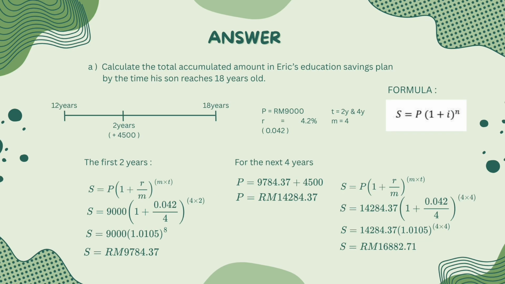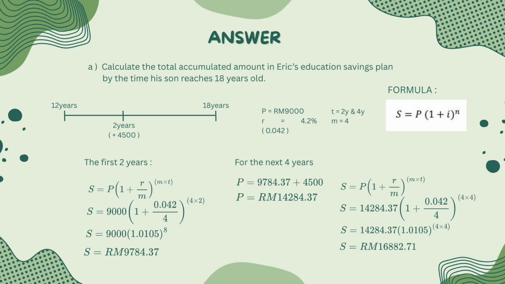Alright, let's start with question A. This question wants to find the future value after his son reaches 18 years old. Here we have to do two calculation steps. We are going to use the compound interest formula, S equals P(1 plus I) to the power of N. First of all, we have to take out all the information in the question. The P, or original principal, is 9,000.